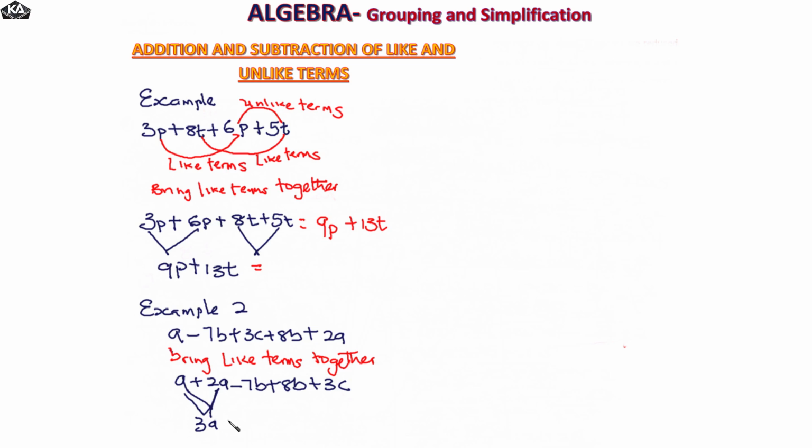Now then you go to minus 7 plus 8. I already dropped a video on number line, different ways in which you can solve positive and negative numbers. Minus 7 plus 8 here is plus 1b. Then plus 3c. C still maintains its position. Now, finally, your answer is 3a plus 1b, which is also b, plus 3c. That is your final answer on additions and subtractions of like and unlike terms.